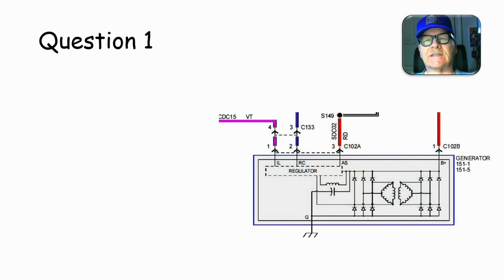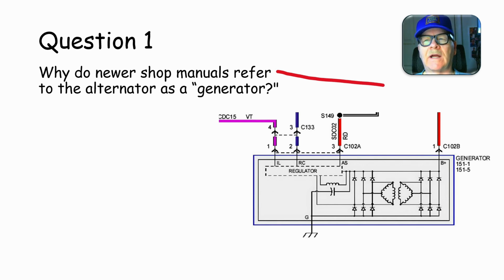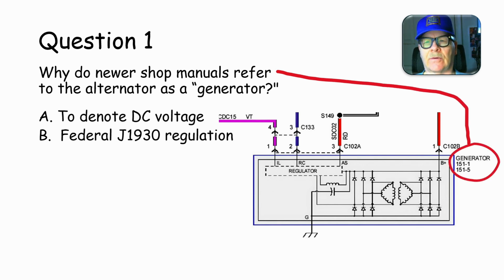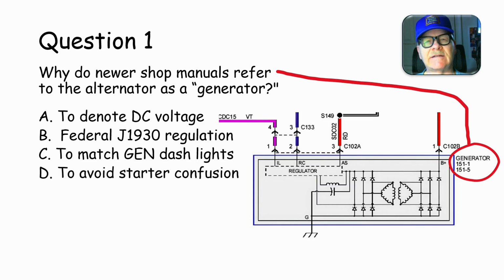Let's get started on this test. Question 1. Why do newer shop manuals refer to the alternator as a generator? Does it denote DC voltage? Is it the federal J1930 regulation? Does it match gen dash lights? Or to avoid starter confusion?